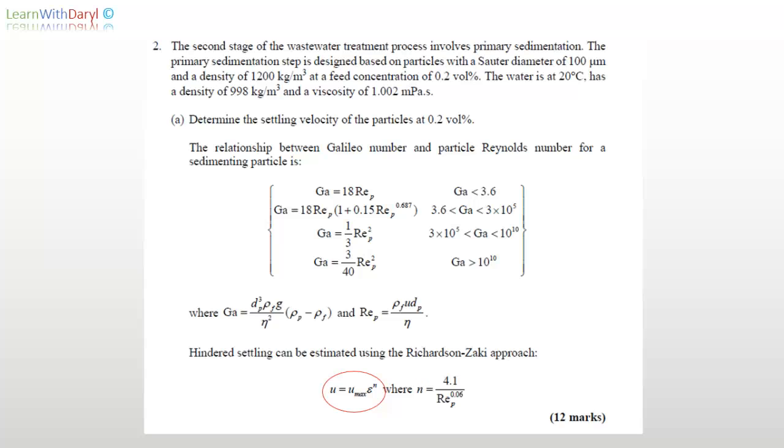Step 7. Evaluate the hindered settling velocity using this equation, where epsilon is the voidage and not the volume taken by the particle. Step 8. Verify the assumptions made using theories from the lecture notes. For example, does the velocity calculated make sense?